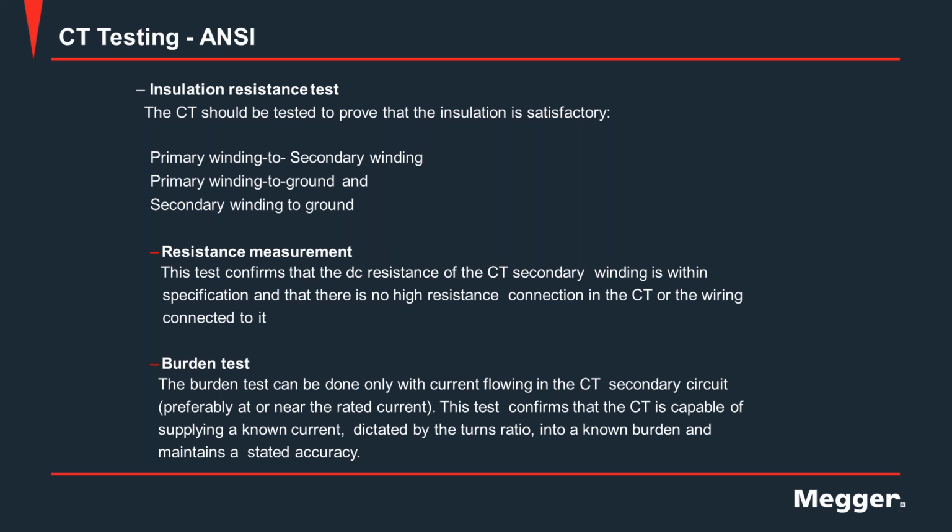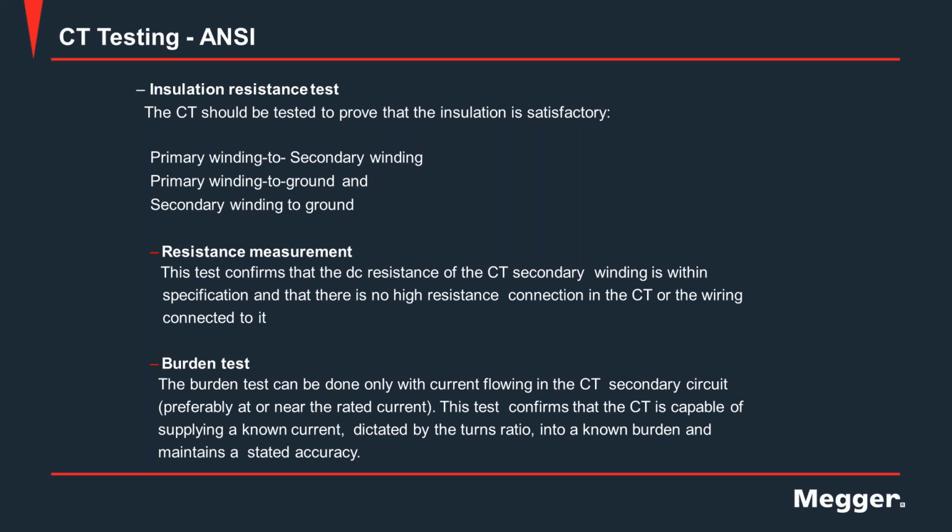This test confirms that the DC resistance of the CT secondary winding is within specification and that there is no high resistance connection in the CT or the wiring connected to it. Sometimes this resistance measurement is used to calculate the burden in consideration of bus differential relay setting. So we need to check the resistance of the CT so that we can compute the correct safety factor when we do the setting of a bus differential relay.